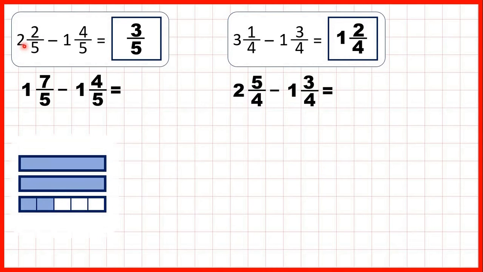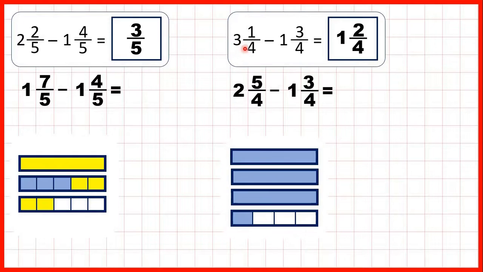So we started with 2 2/5, so that's 2 wholes and 2/5. But when we looked at what we were subtracting, we saw that we needed to take 4/5 away. So we exchanged one of our wholes for 5 more fifths. That gave us 1 7/5. So then we could take away 1, 2, 3, 4 of those fifths to leave 3/5, and we were subtracting 1 whole, so that left us with just 3/5.